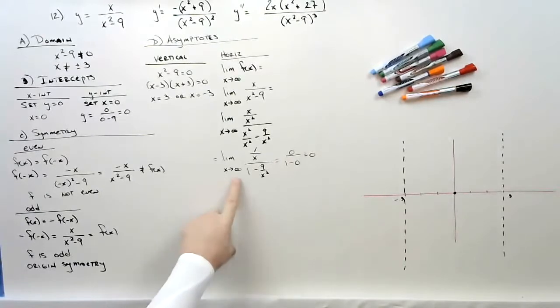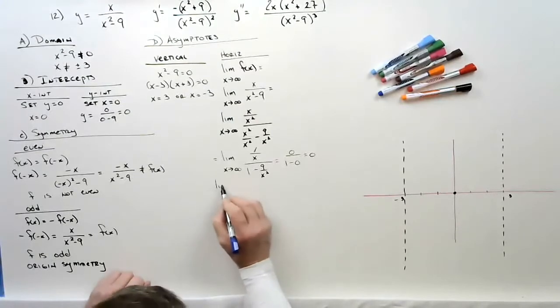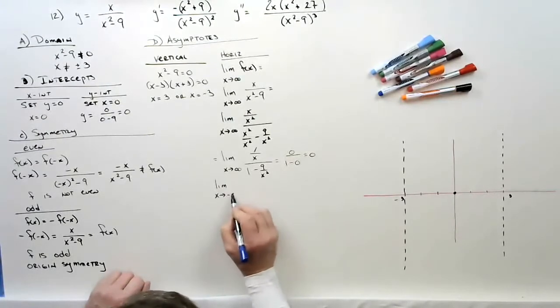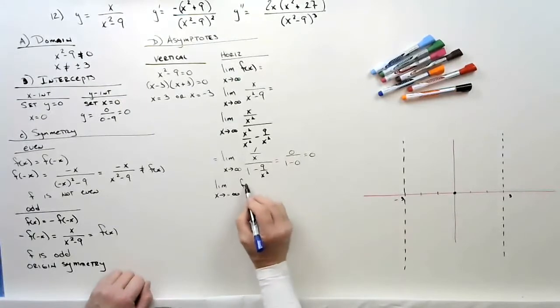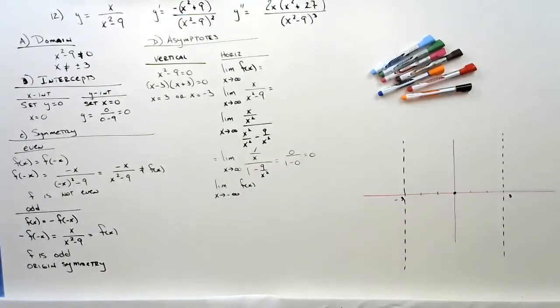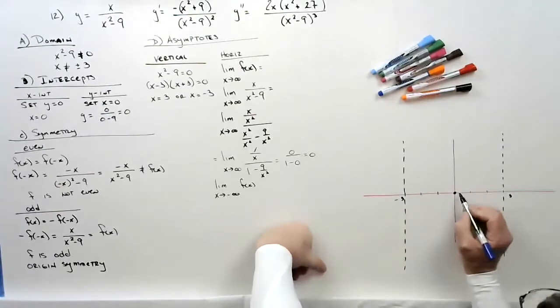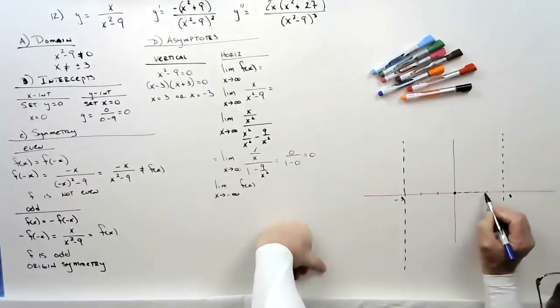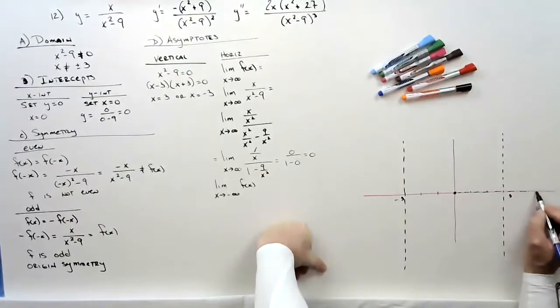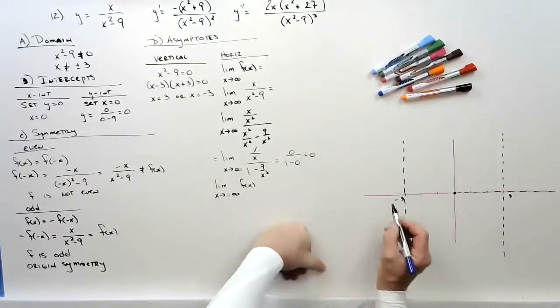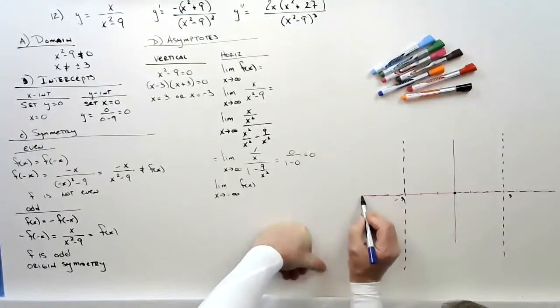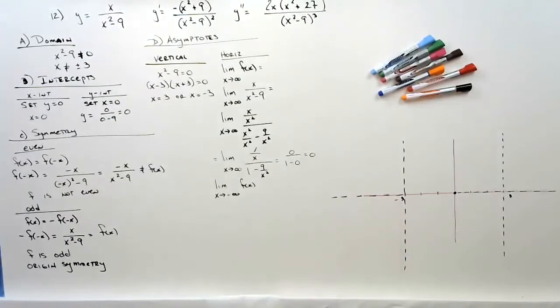As we move to positive infinity, we now need to check the limit as x approaches negative infinity of f of x to see what happens on the other side. But we know we have origin symmetry at the same time. So do we really have to check this? Because we know if we have a horizontal asymptote over here at 0, because we have origin symmetry, we're going to have a horizontal asymptote over here at 0.